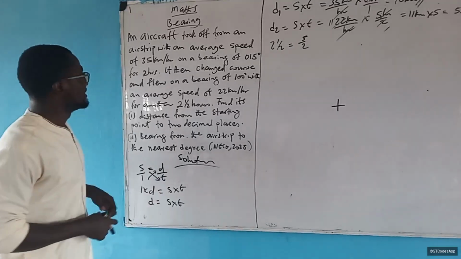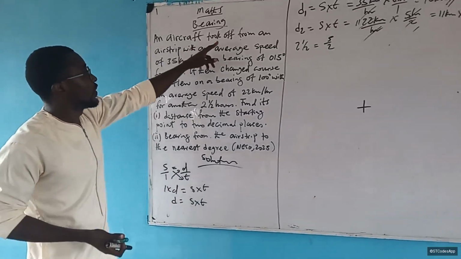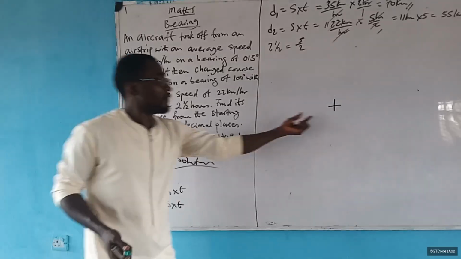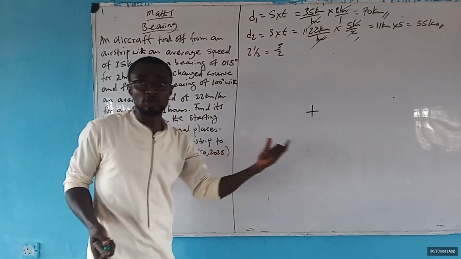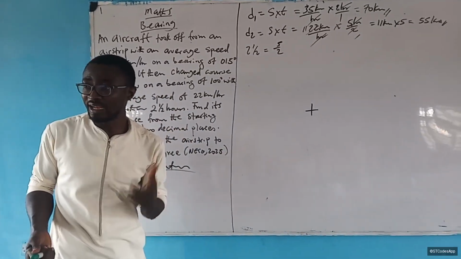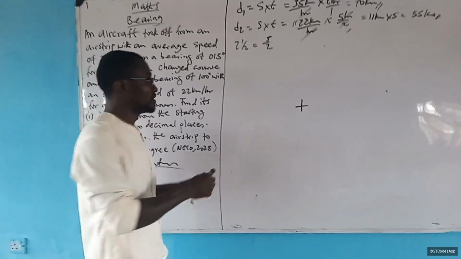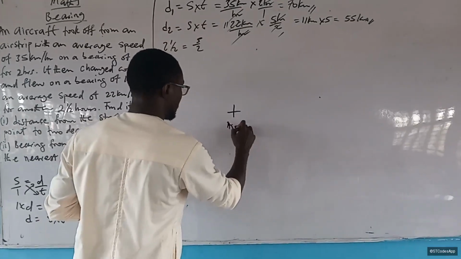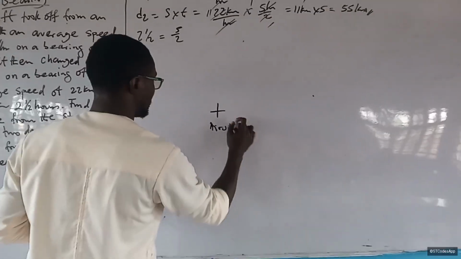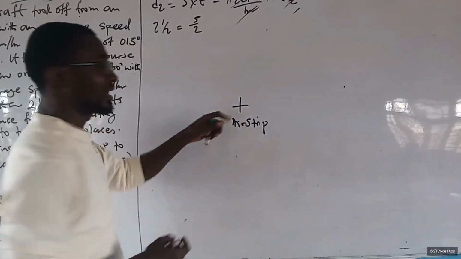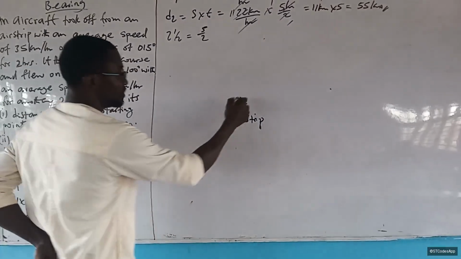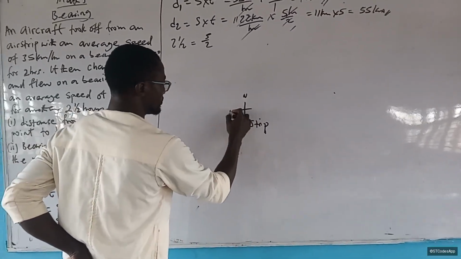So where is it taking off from? It says an aircraft took off from an airstrip. That means from that airstrip, that is where we are going to draw our 4 cardinal points. So this is our north stream, and from the airstrip we draw our cardinal points. Now let's note here as our north. Here is our south, west, and east.